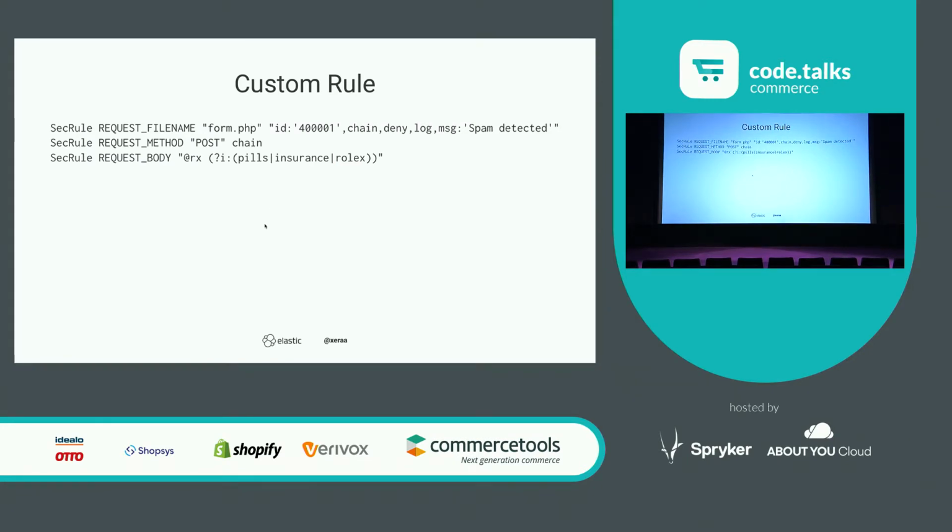that would be one example that is very simple. Let's assume we have a form, and then you have a specific ID for that event, and we want to deny the message, we want to log it, and the message for the log is "spam detected". What we're checking for is if you're doing an HTTP POST, we will check the body of your request to see if it contains pills, insurance, or Rolex. If it's one of those, there's a very good chance that you were not writing a nice comment on my website, but some spam message.